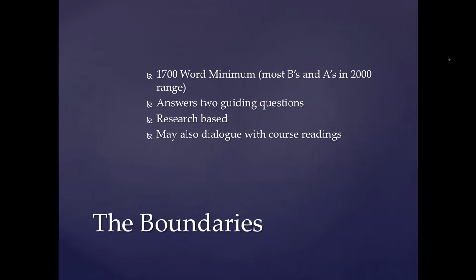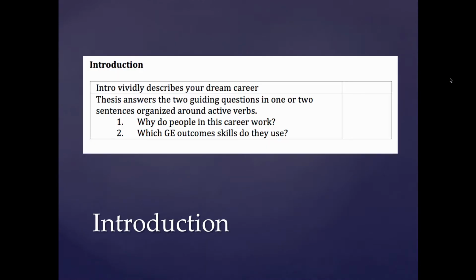It's different than the first paper in that it's answering two guiding questions instead of one. One is about the reasons for work, and one is about the GE outcome skills. And you've been already looking at those two questions as you've been researching. Obviously, as you know already, it's a research-based paper, but you may also continue your dialogue with course readings as a way of fleshing out your thinking and some of your body paragraphs. So let's get into looking at the rubric. You can find the rubric in Blackboard along with this video and also in other places.